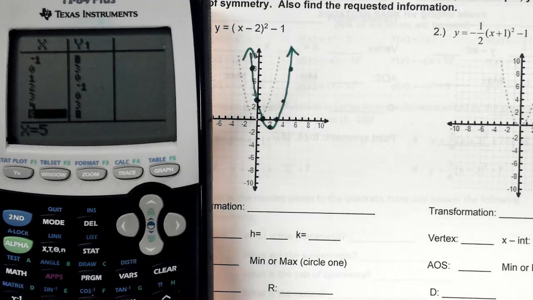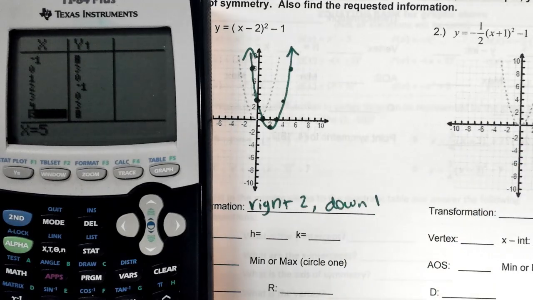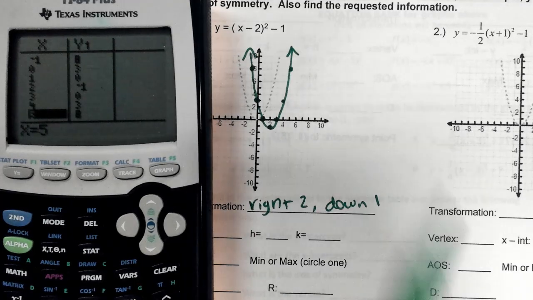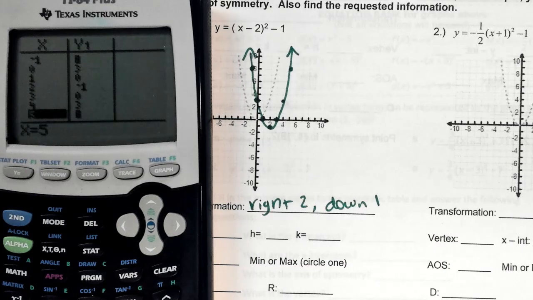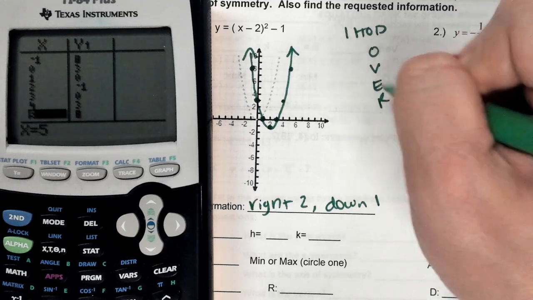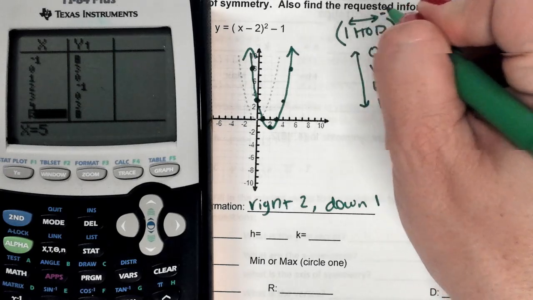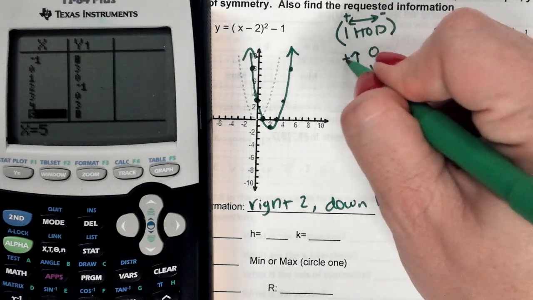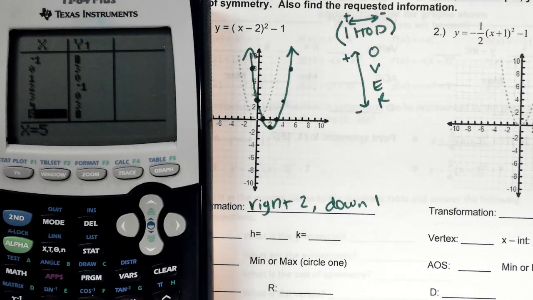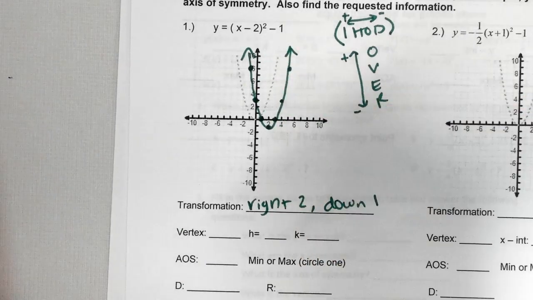What transformation happened from the parent function? Right 2, down 1. Okay, did it get wider or skinnier? No, it didn't reflect, it didn't flip upside down. Because there's no number in front of A, I knew that right away. Now, one thing I like to write on my paper is "I had over," because the biggest thing that helps is I put "I had" in parentheses. This is opposite, and this is exact. So I could have told you those transformations before we even graphed it if I wanted.